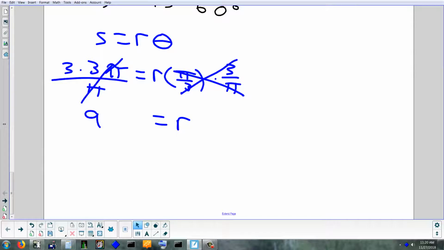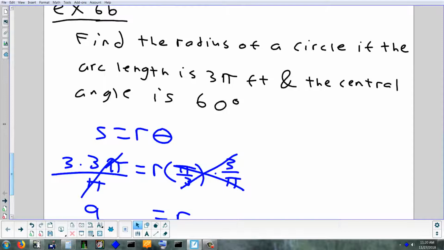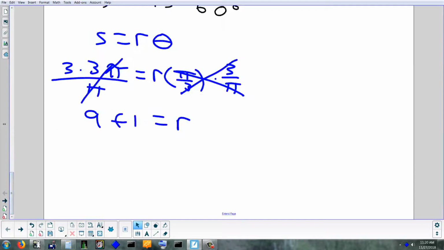What kind of unit should we put on R? Feet. R is a length. So I go back in my problem, I look at their length units, they used feet, so I'm going to use feet.